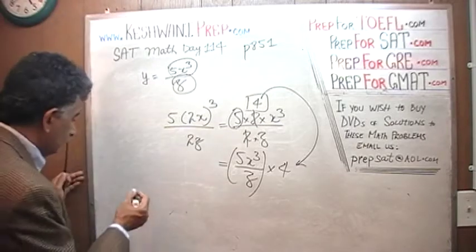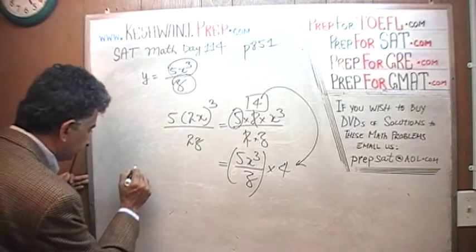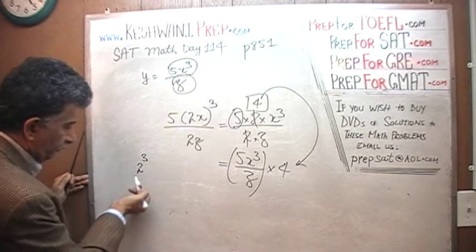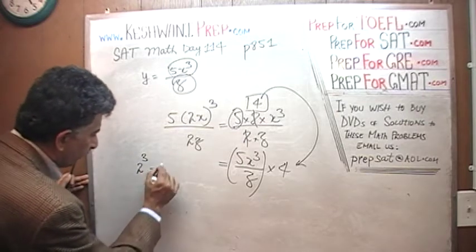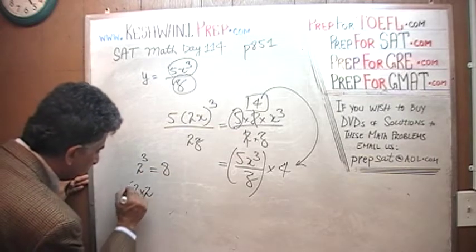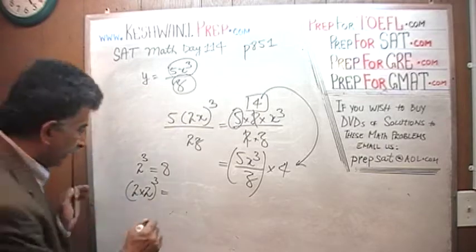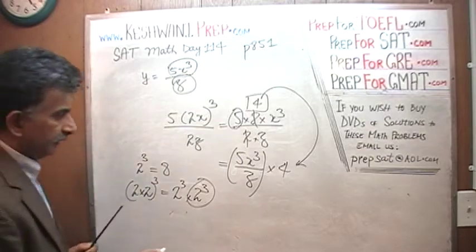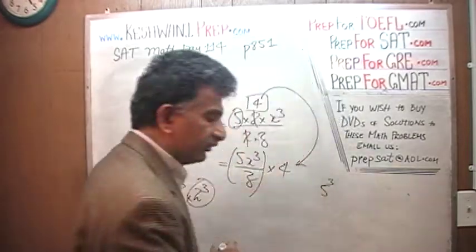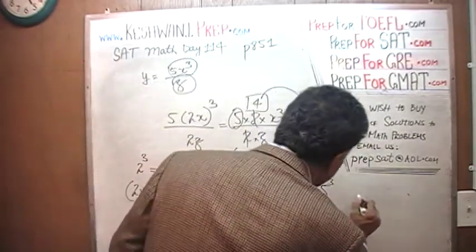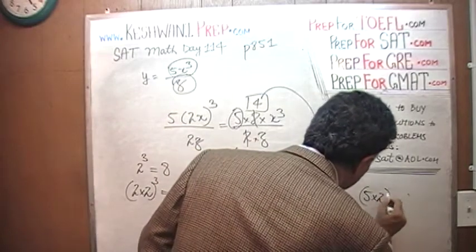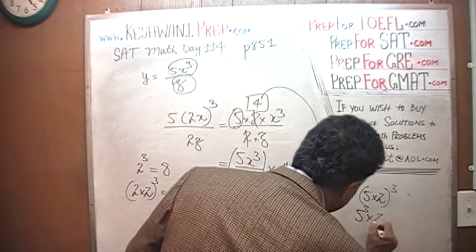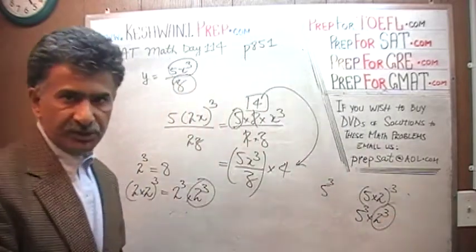For example, if you have 2 and you cube it, 2 cubed is 8, but if you double it, 2 times 2, and cube it, it becomes 2 cubed times 2 cubed. It is 8 times as much. Here's another one. 5 cubed is 125, but if you double it, it becomes 5 times 2 cubed, which is our original 5 cubed times 2 cubed. It is 8 times as much.